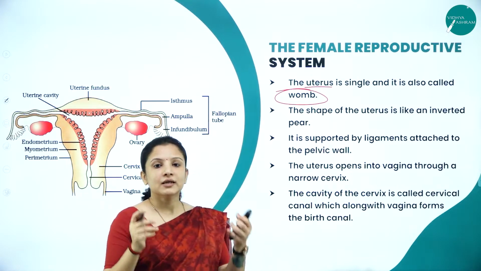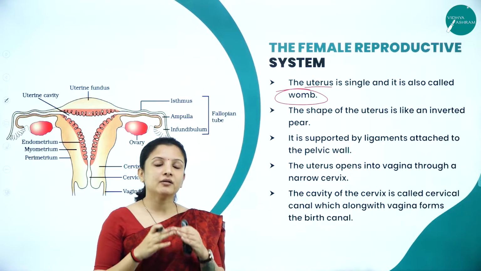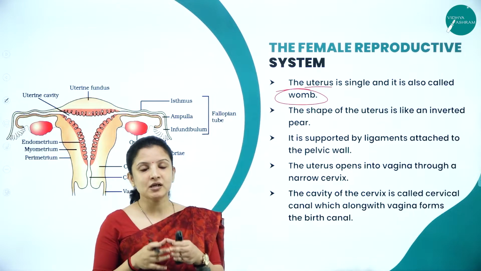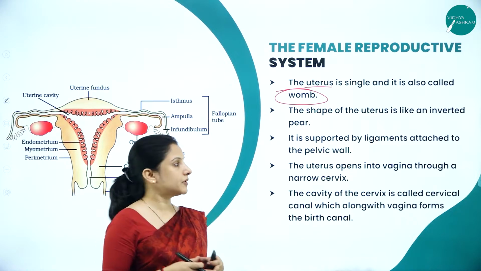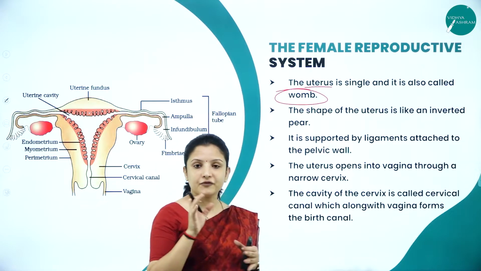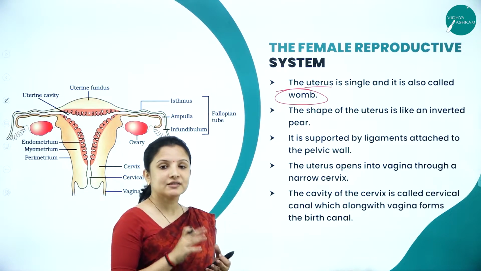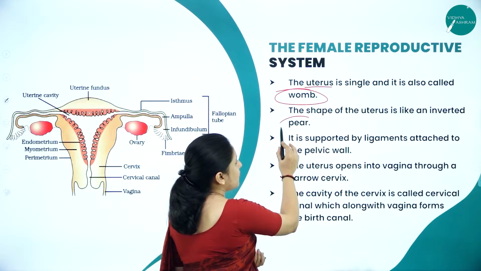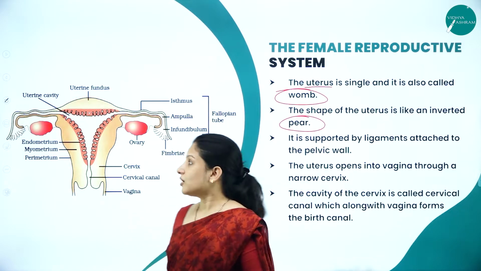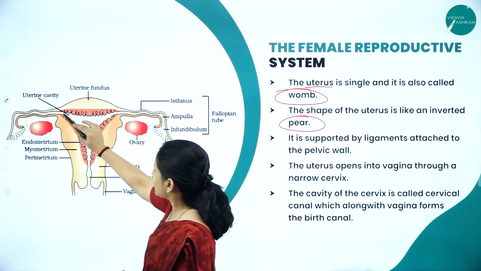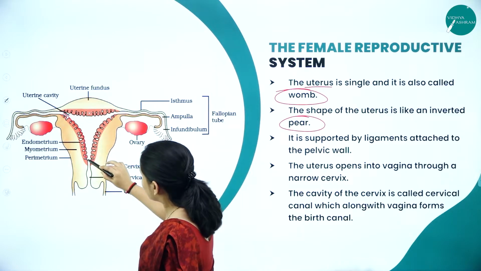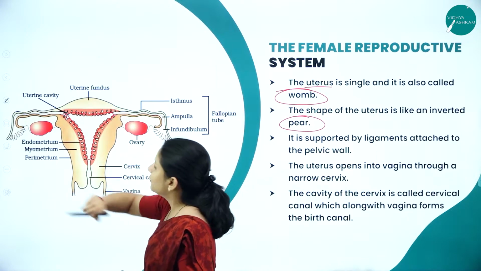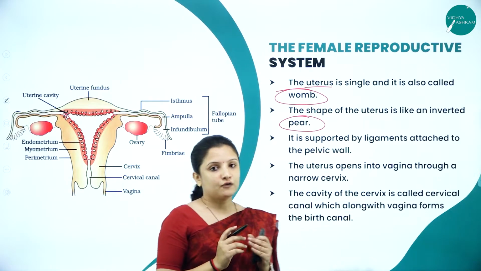Womb, because that is the region where the entire nine months of fetal development will take place. It is called the womb. And if you look at the shape of the uterus, you can see that it is the shape of a pear fruit. How does a pear fruit look? Exactly like that, the shape of the uterus looks like a pear fruit.